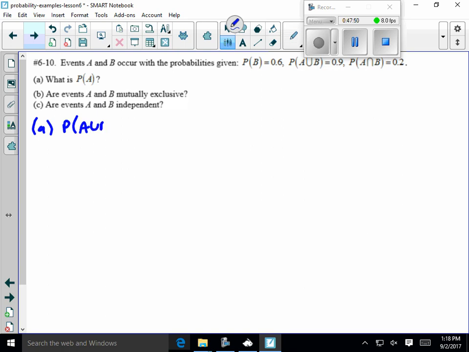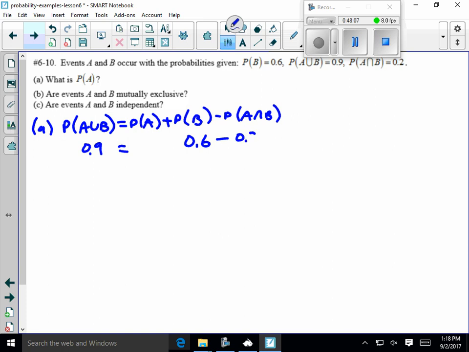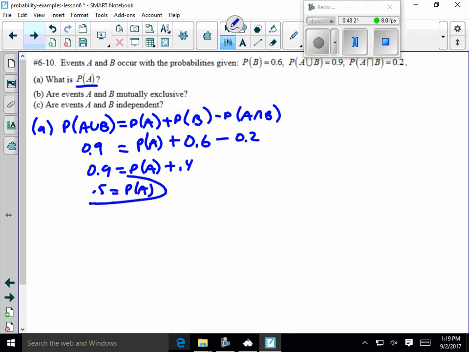The probability of A or B is the probability of A plus the probability of B minus the probability of A and B, and then I'll fill in what I know. They told me the probability of B is 0.6. They told me the or probability over here is 0.9. They told me the and probability is 0.2, and that just leaves one thing unknown, which is what I'm trying to solve for, the probability of A. So you could just algebraically solve for this. 0.9 equals P(A) plus 0.4, and so 0.5 would have to be the probability of A. Right, so use the or formula and then solve.